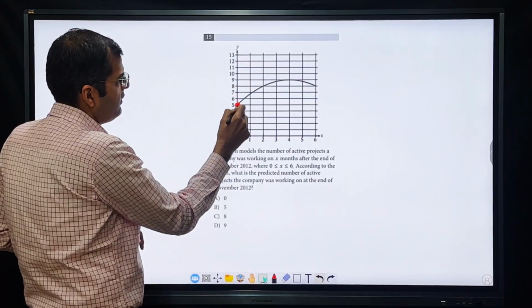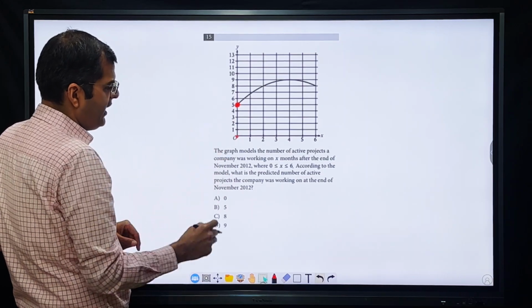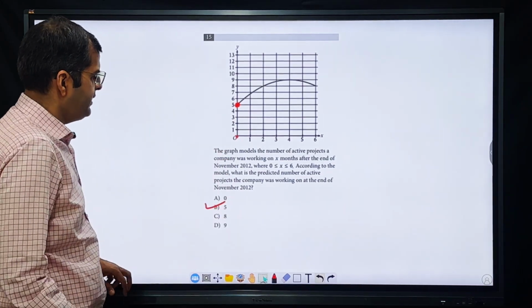So over here Y is 5. So that means at the end of November 2012, there were 5 active projects. Answer option B is correct here.